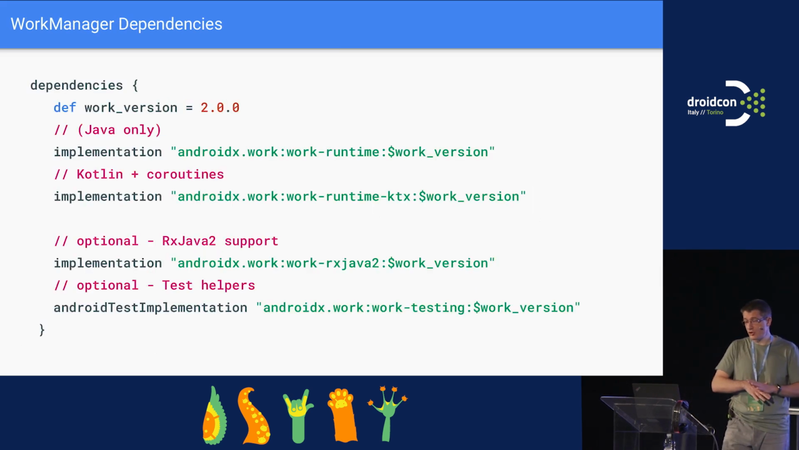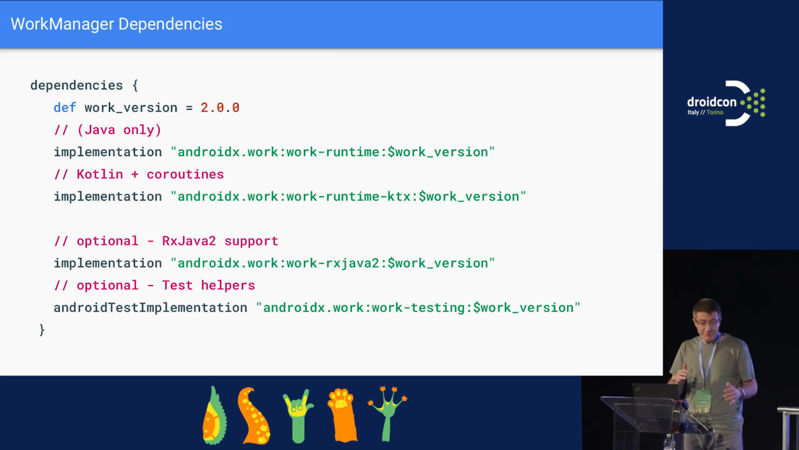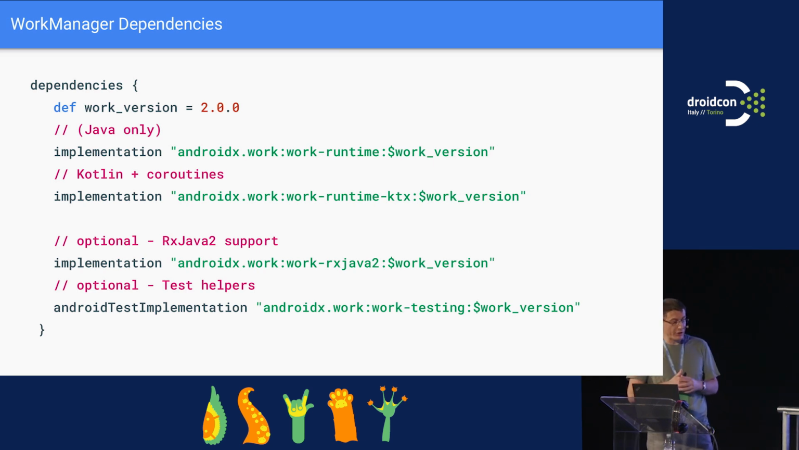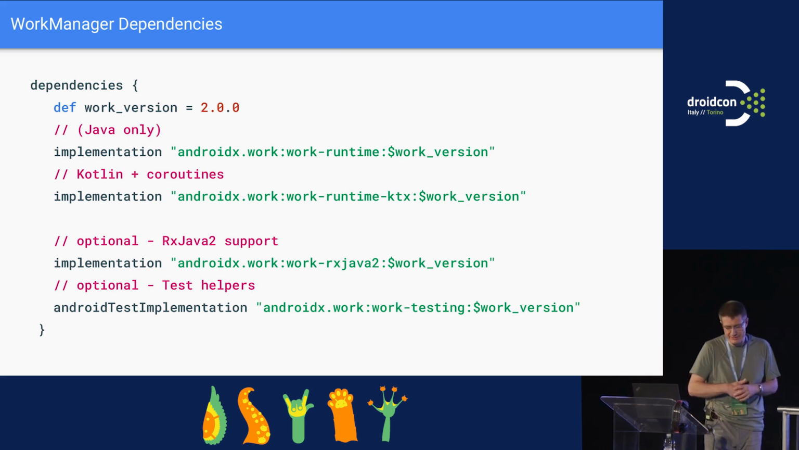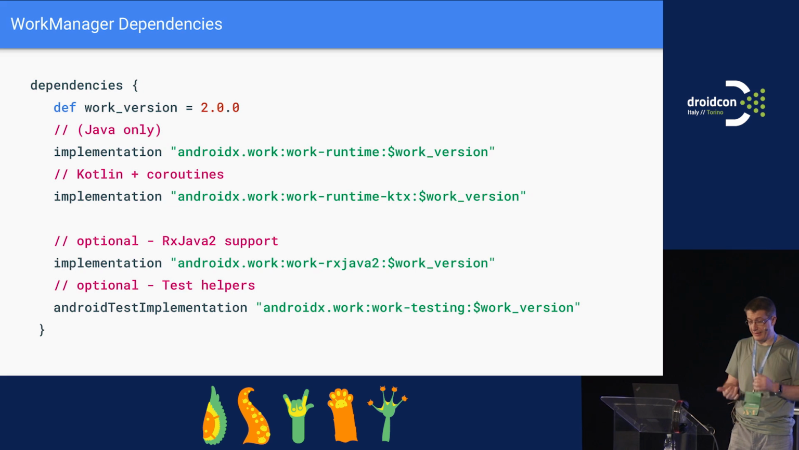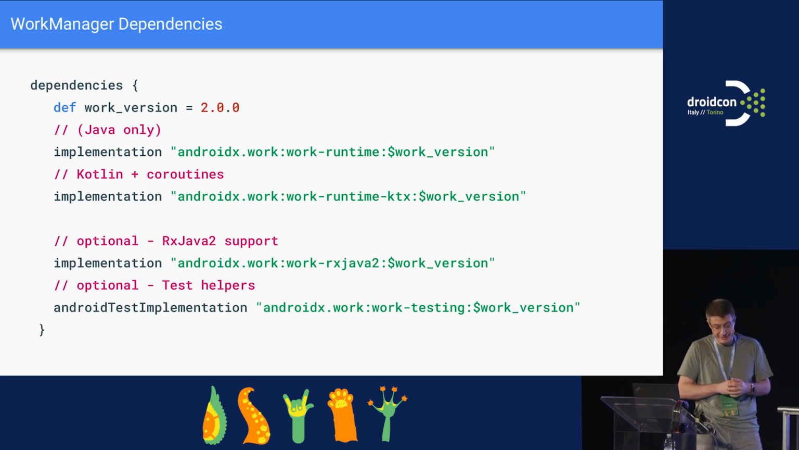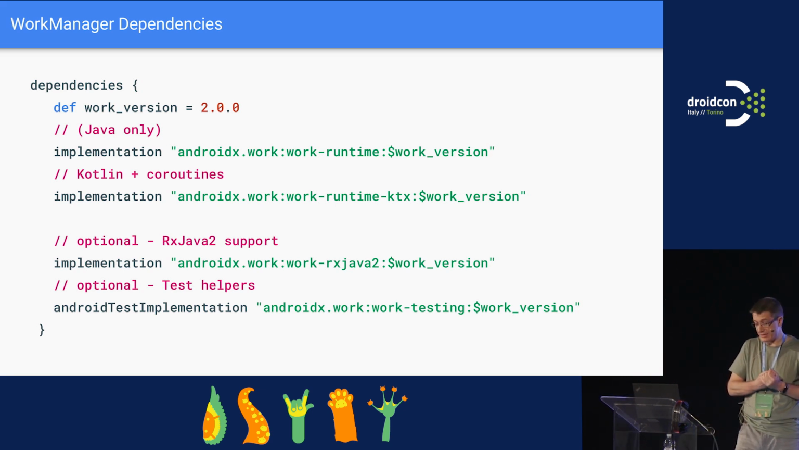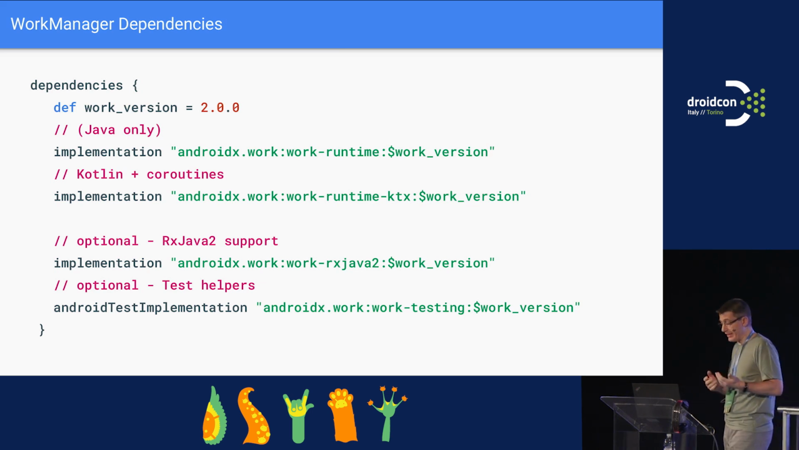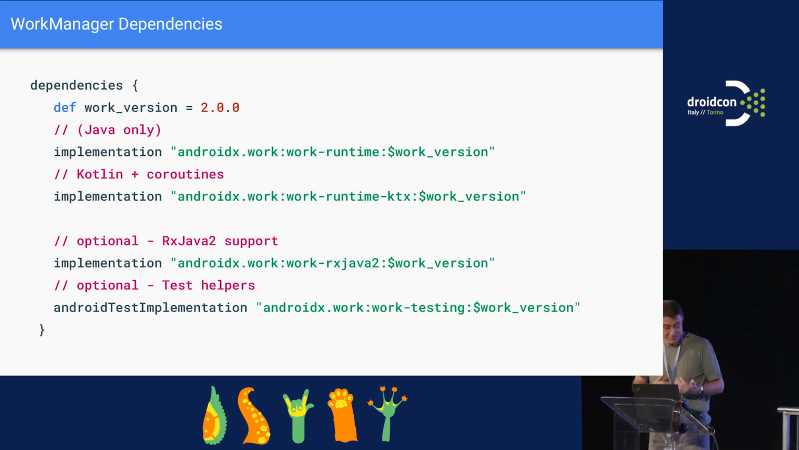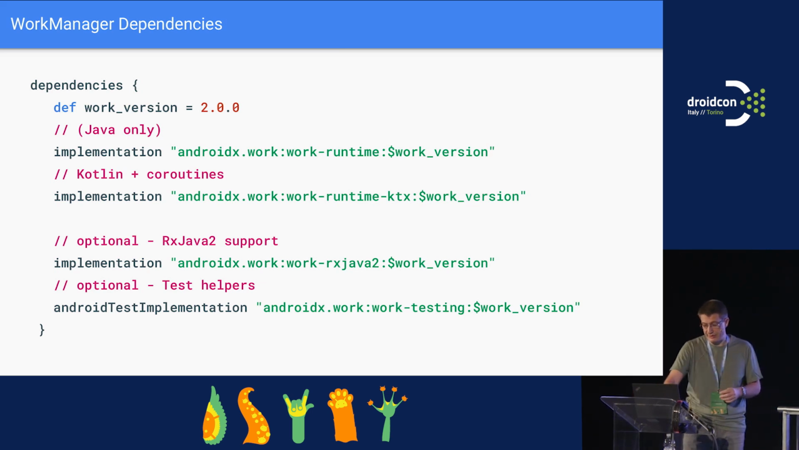The dependencies to use WorkManager: depending on whether you want to use the coroutine worker or not, you can use a different runtime, the KTX version of the runtime or the Java version that provides the ListenableWorker and Worker. If you want to use RxJava, so RxWorker, there is an additional dependency for the RxJava 2 classes. And there is a test helper with different dependencies that you can use for your testing.